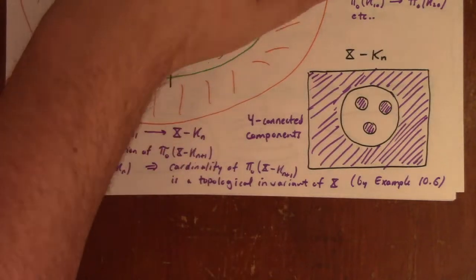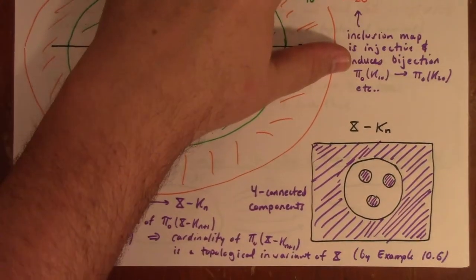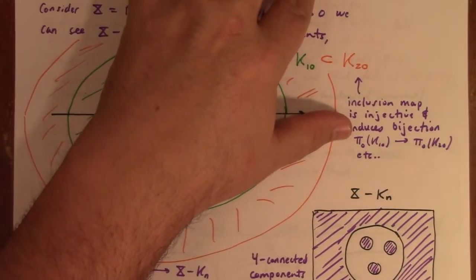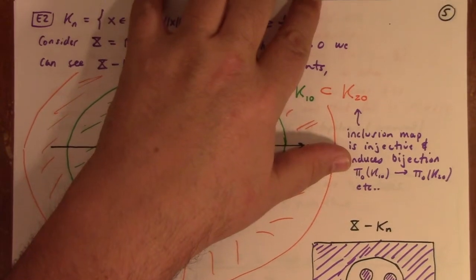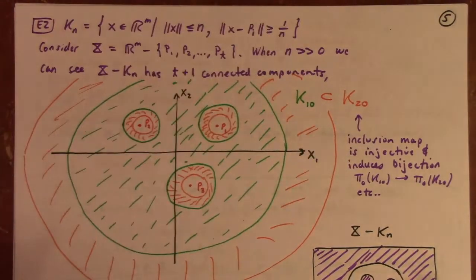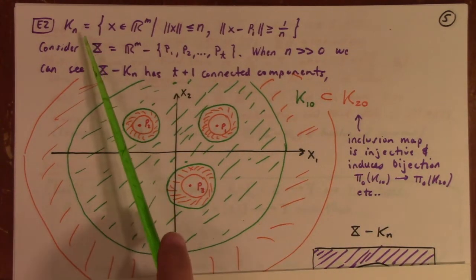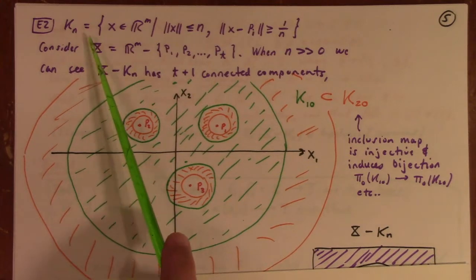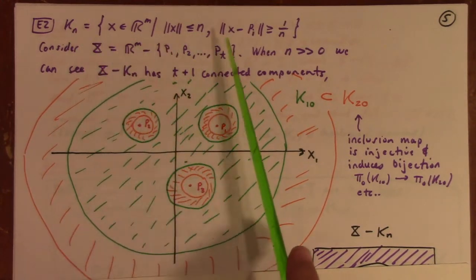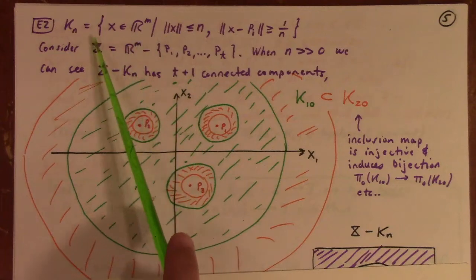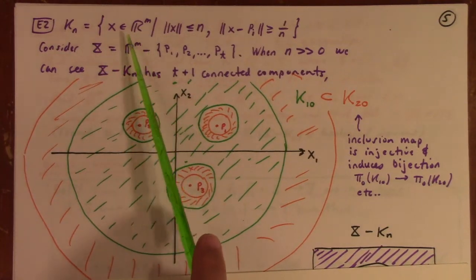Let me try to unpack this example here. This is an example from Medeiros, which I wanted to talk about because I think it's a neat example. It's fun to try to understand it. So he has this space of, it's a compact exhaustion, an exhaustion of Rm by compact sets, right?